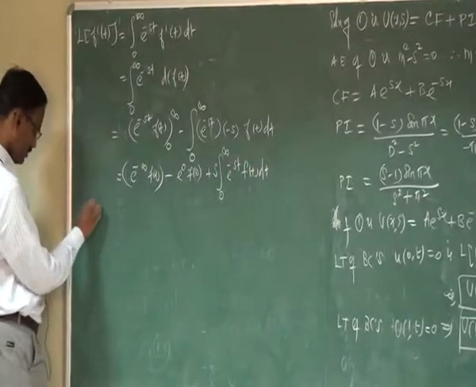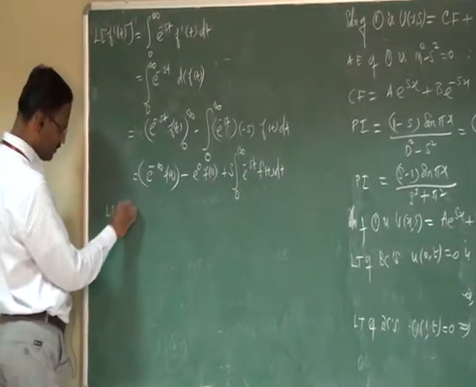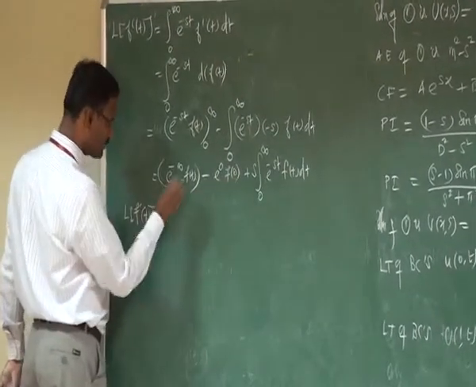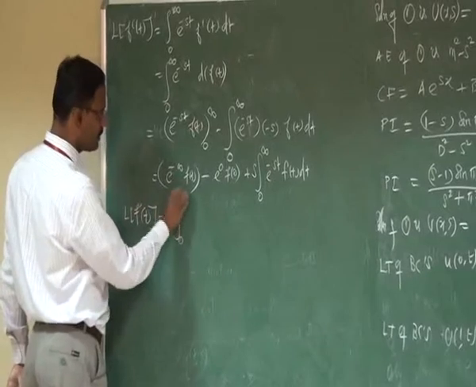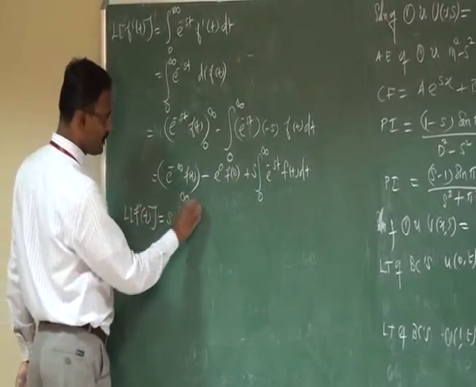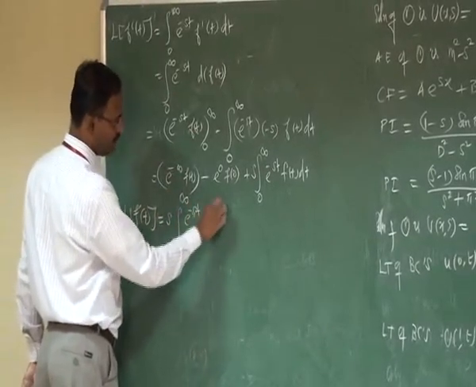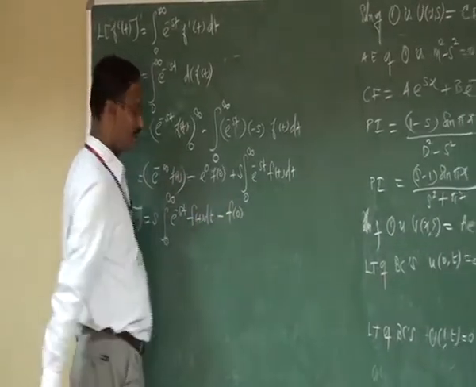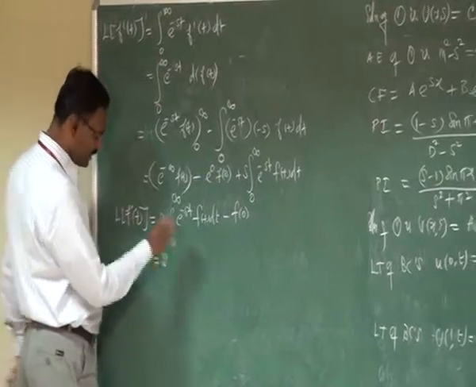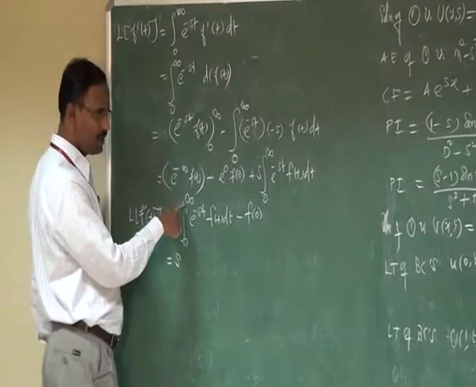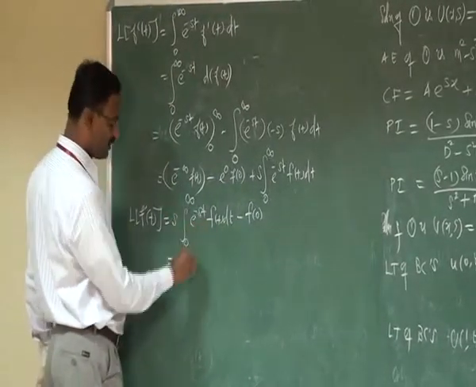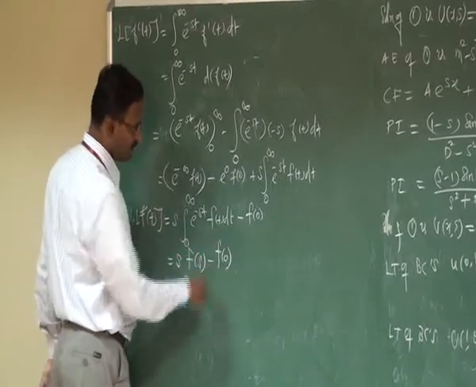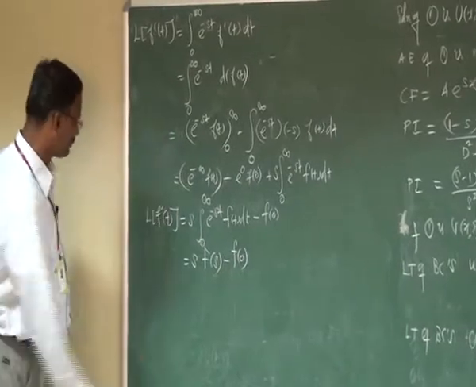On the whole, the Laplace transform of f dash of t is equal to s into integral 0 to infinity e power minus st f of t dt, minus f of 0. As you know, s into integral 0 to infinity e power minus st f of t is F of s, minus f of 0.